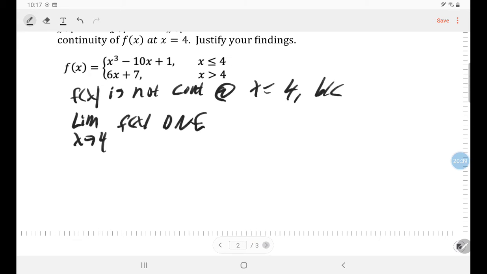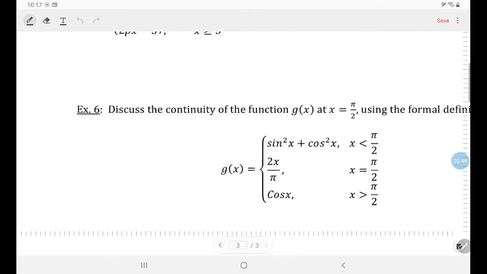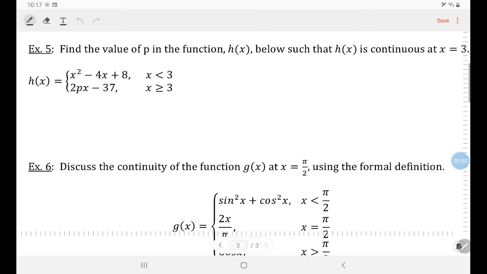I've got just a couple more problems here to play with you on. So let's go ahead and do just that. Here's something a little different. This is kind of common on your AP tests also.